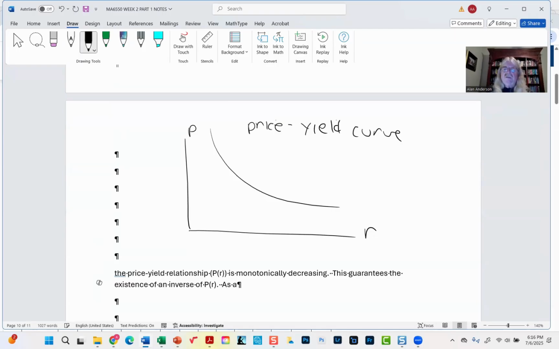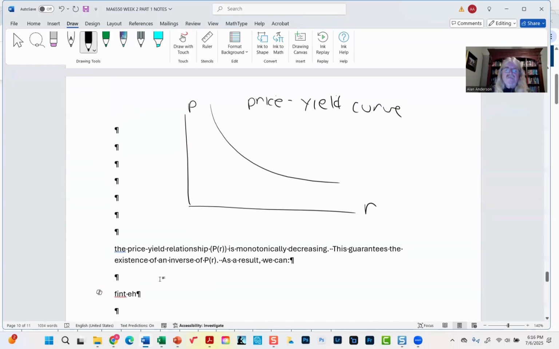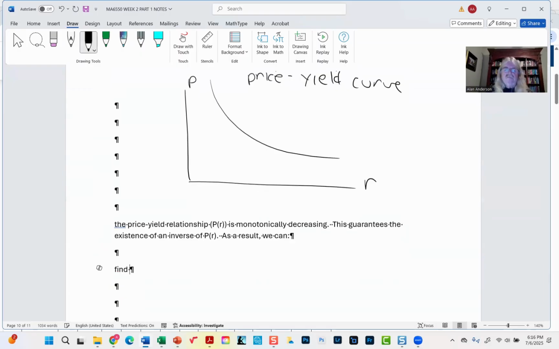So as a result, we can do one of two things here. Find the price of a bond from its yield, or we can also find the yield of a bond from its price.